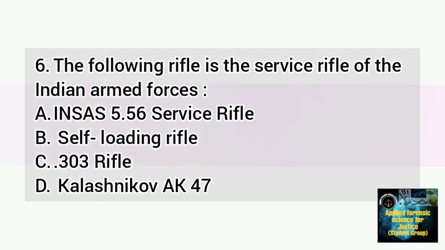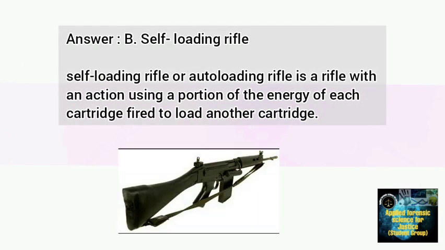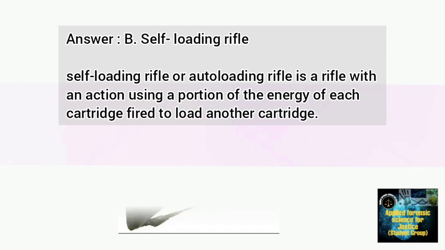Question number 6. Which of the following rifles is the service rifle of the Indian Armed Forces? Option A, INSAS 5.56 service rifle; option B, self-loading rifle; option C, .303 rifle; option D, Kalashnikov AK-47. The correct answer is option B, self-loading rifle. A self-loading or auto-loading rifle is a rifle with an action using a portion of the energy of each cartridge fired to load another cartridge.